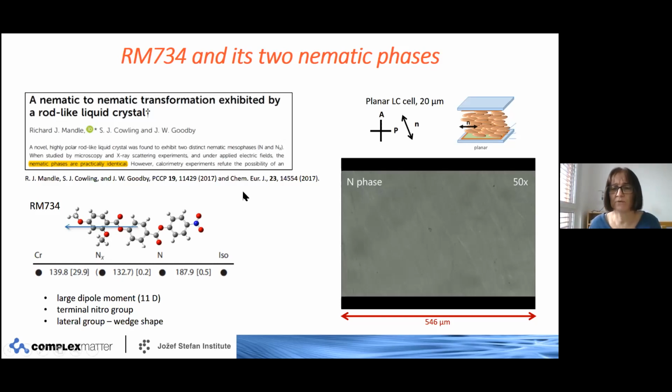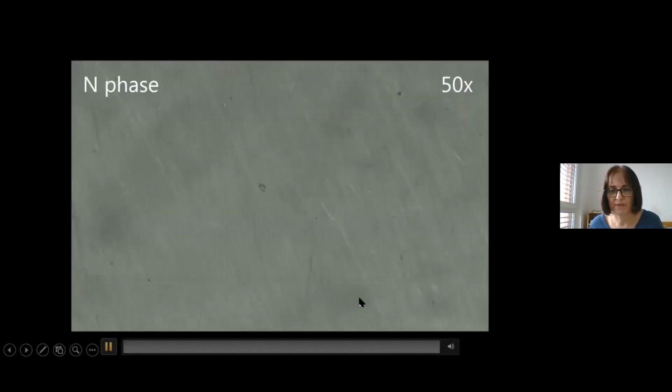Now I will show you a movie of the transition as seen by polarizing optical microscope. The material is placed in a planar cell, and the sample is rotated so that the angle between the director and the analyzer is around 20 degrees. That's only to better see the features of the transition. The number here tells for how much the movie is sped up.